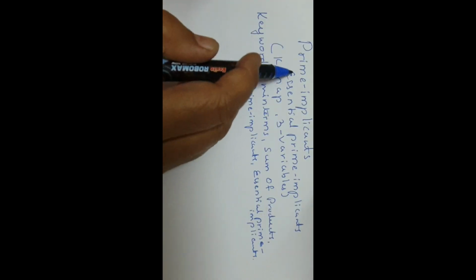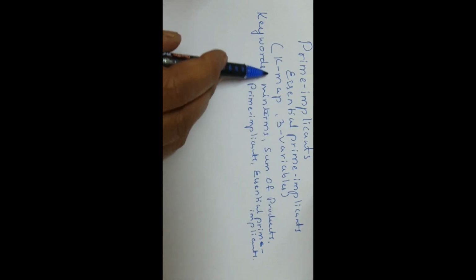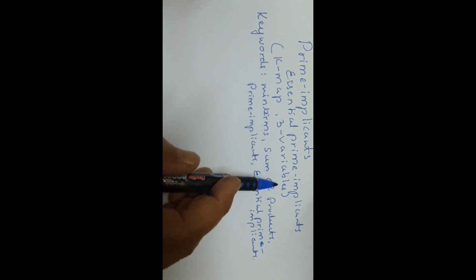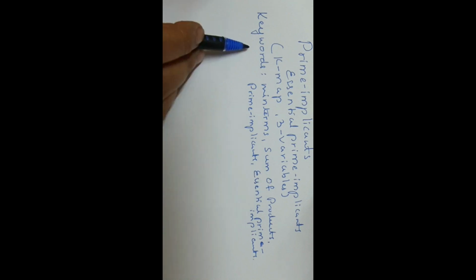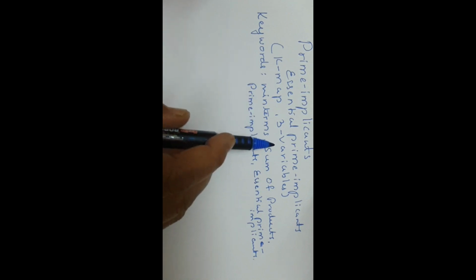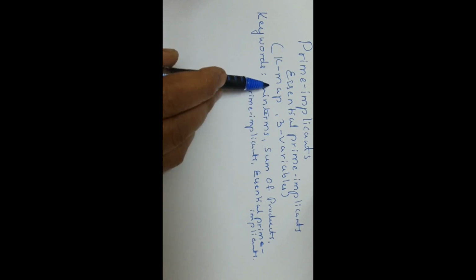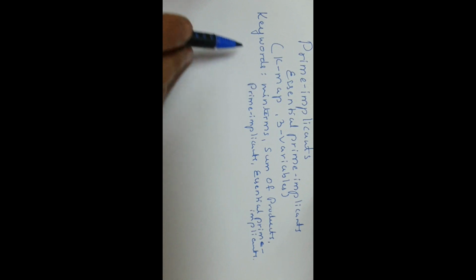Today we shall discuss prime implicants and essential prime implicants. This is related to the K-map technique. In that, we are going to consider three variable Boolean equations. The simplification of a three variable Boolean function using K-map was covered in the last video, so this will be the extended version of that one.